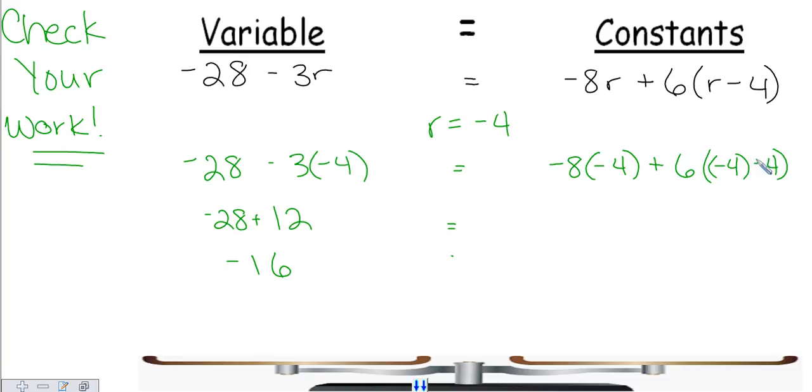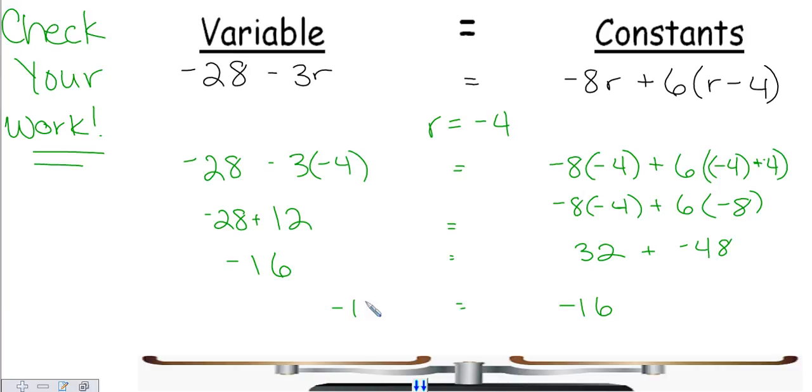Negative 4, I'm going to add a line and change a sign. So I see that that is plus a negative 4. So negative 4 plus negative 4 is negative 8. 6 times negative 8 is negative 48. Go ahead and do this one as well. Negative 8 times negative 4. And that is going to give me a positive 32. So 32 plus negative 48, I'm adding opposite signs, so I'm really subtracting. 48 minus 32 is 16, and it will be negative because the 48 has the greater absolute value. So I have negative 16 is equal to negative 16.